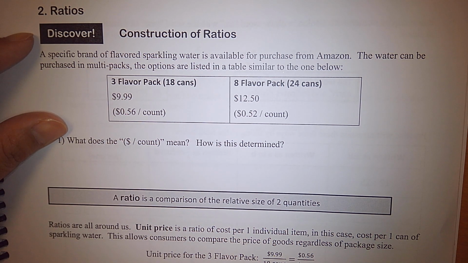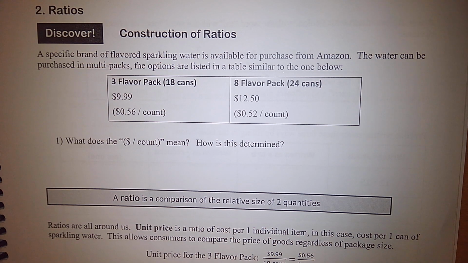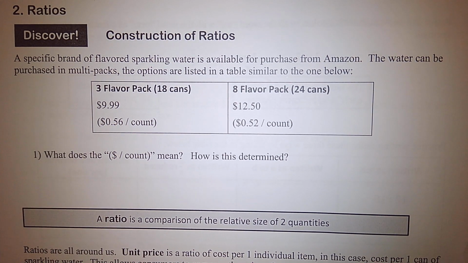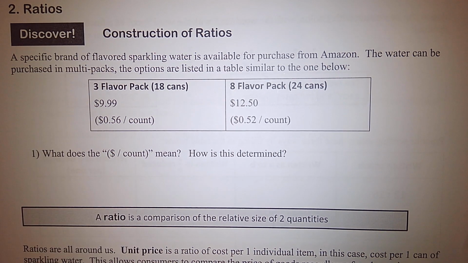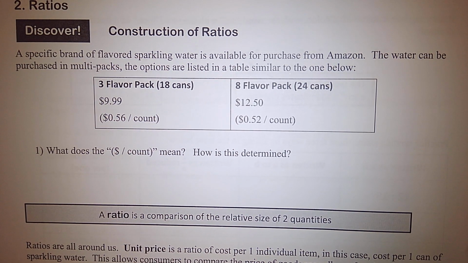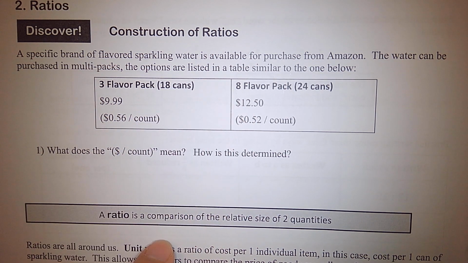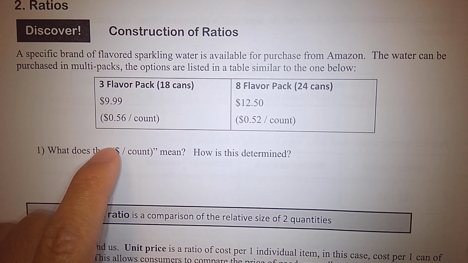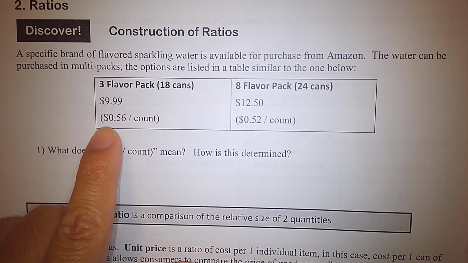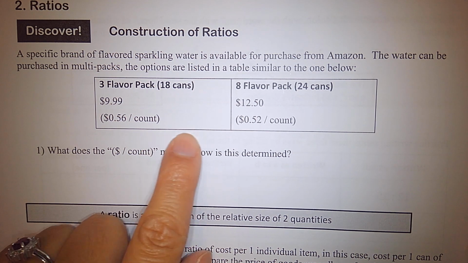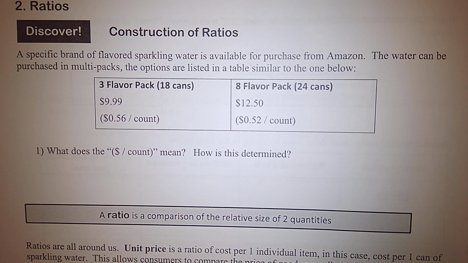I'm going to ask a volunteer to read this question for us. Any volunteer? Anyone want to read the question for us? No one? Please? The Pacific brand of flavored sparkling water is available for purchase from Amazon. The water can be purchased in multi-packs. The options are listed in a table similar to the one below. Can you also read inside the chart, please? A 3-flavor pack, which is 18 cans, is $9.99, 56 cents a piece, and the 8-flavor pack, which is 24, is $12.50, 52 cents a piece. Okay, very good. Thanks.